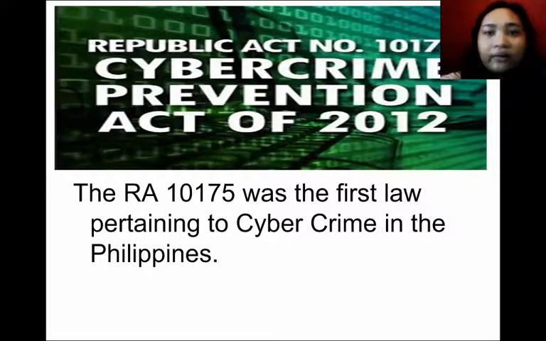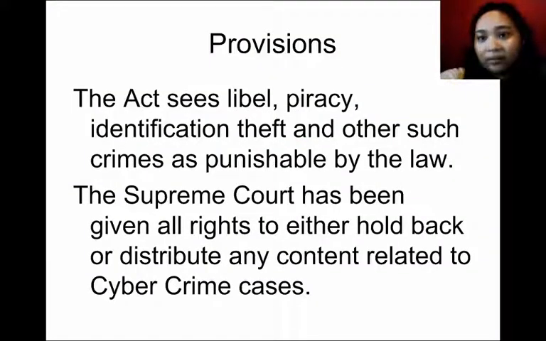Republic Act number 10175 has been the first ever law against cybercrime here in the country. The act sees libel, piracy, identity theft, and others as crimes punishable by the law. Now the Supreme Court was given all authority over any and all content related to the cases they are working on. They can distribute that content, they can hold back that content. It's all up to the Supreme Court.